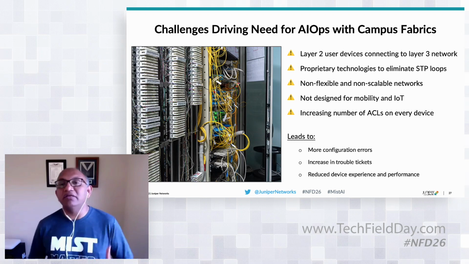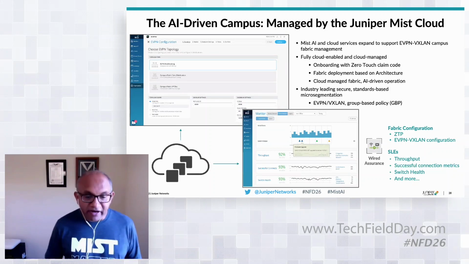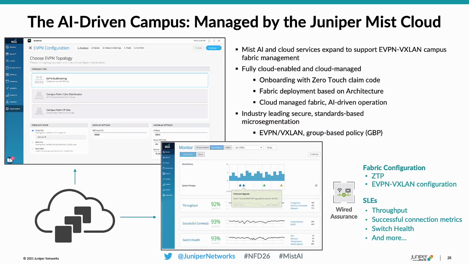So that's the reason we started the journey of AI ops with campus fabric. This is what we are introducing today. Very excited about it: Mist AI and cloud services will now be able to support EVPN-VXLAN fabric management. We will be able to onboard the switches through claim codes, then do the fabric deployment based on the architectures we want, cloud manage the fabric, as well as the AI operations which Sunil and Abhi talked about. And the most important thing is we are introducing the standards version of EVPN-VXLAN, including group-based policies, or GBP.